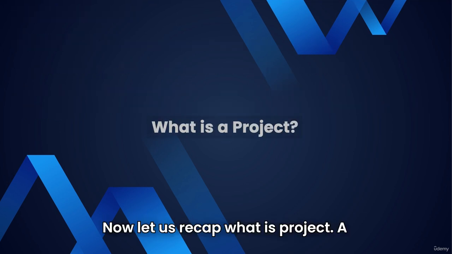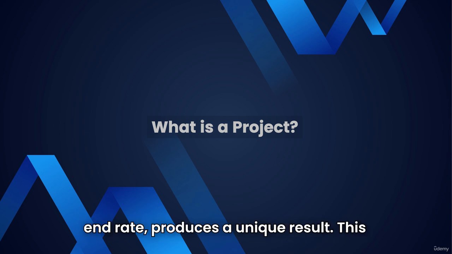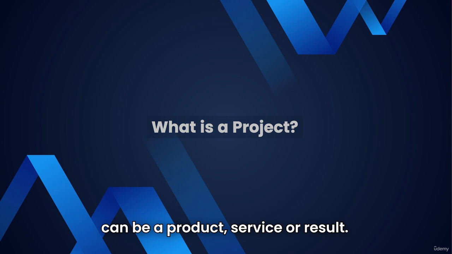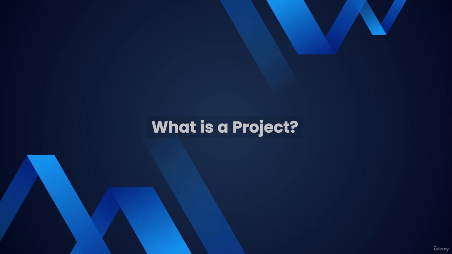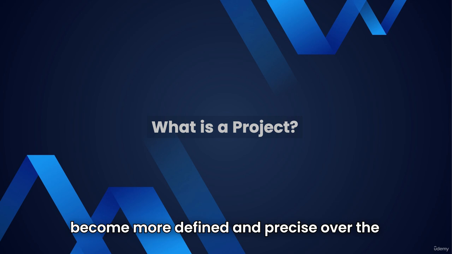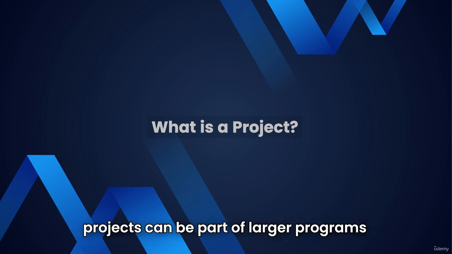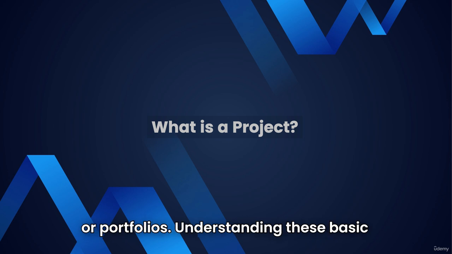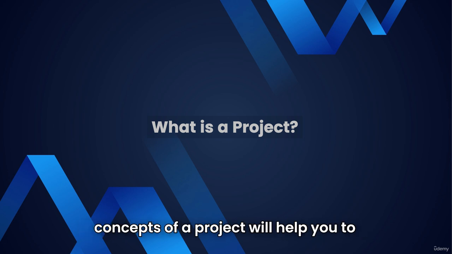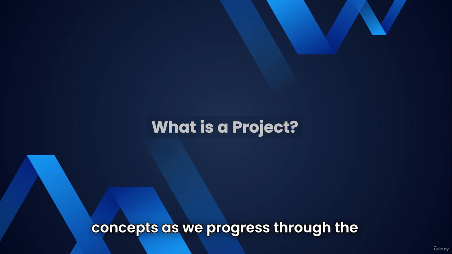Now let us recap what a project is. A project is temporary, it has a start and end date, and produces a unique result. This can be a product, service or result. Progressive elaboration means details become more defined and precise over time. Part of larger entities: projects can be part of larger programs or portfolios. Understanding these basic concepts of a project will help you grasp more complex project management concepts as we progress through the course.